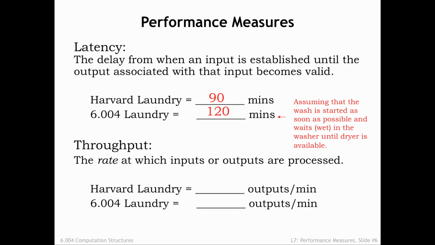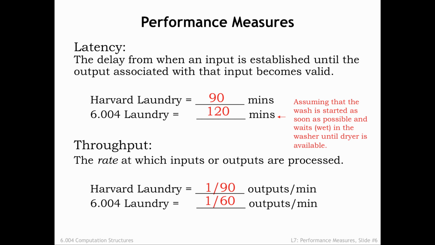In many systems, we get one set of outputs for each set of inputs, and in such systems, the throughput also tells us the rate at which inputs are consumed. In the Harvard laundry system, the throughput is one load of laundry every 90 minutes. In the 6004 laundry, the throughput is one load of laundry every 60 minutes. The Harvard laundry has lower latency. The 6004 laundry has better throughput.